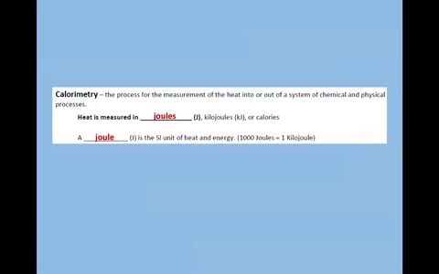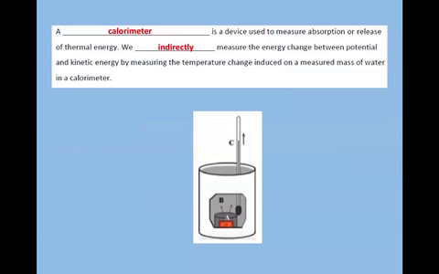So heat, we're going to see, is always measured in joules, which is a capital J. You may see sometimes kilojoules or calories, but for us, we're almost always going to use joules. So a calorimeter is a device used to measure absorption or release of thermal energy. It can be something as simple as just a styrofoam cup, or we have more sophisticated ones as well.